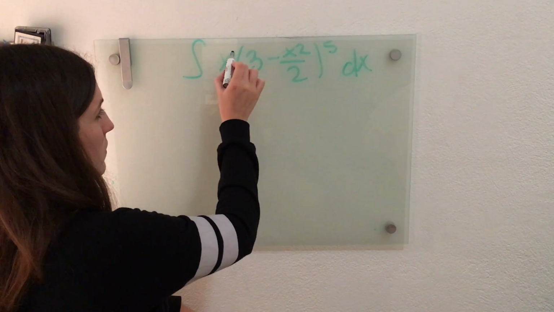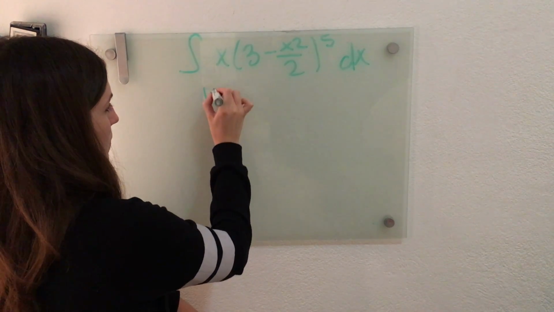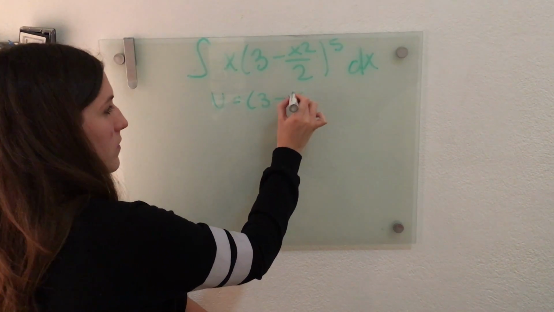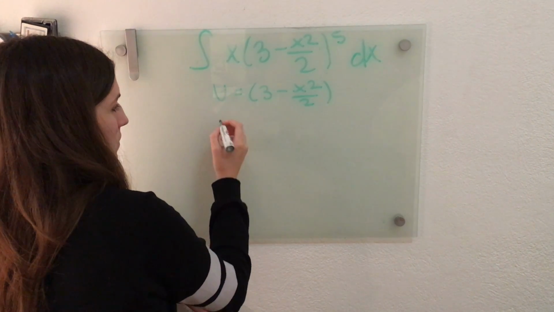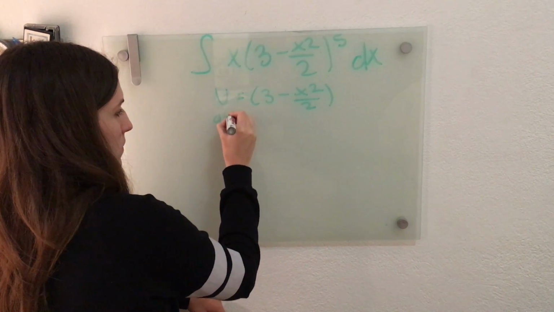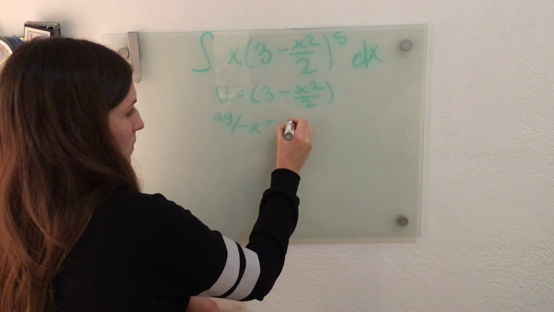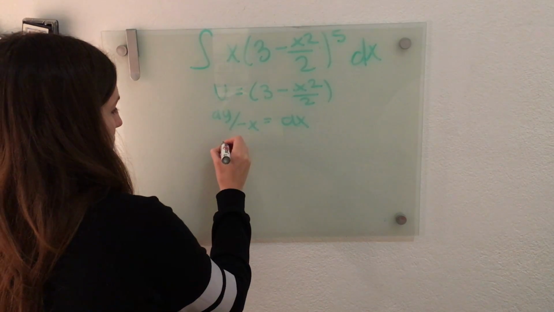In this problem, we're going to integrate by substitution. We have to check that the powers are only 1 unit of difference. Then we must define u, which is the most complex. In this case, it's 3 minus x squared over 2. Then we have to find dx, which is du over the derivative, which is negative x.